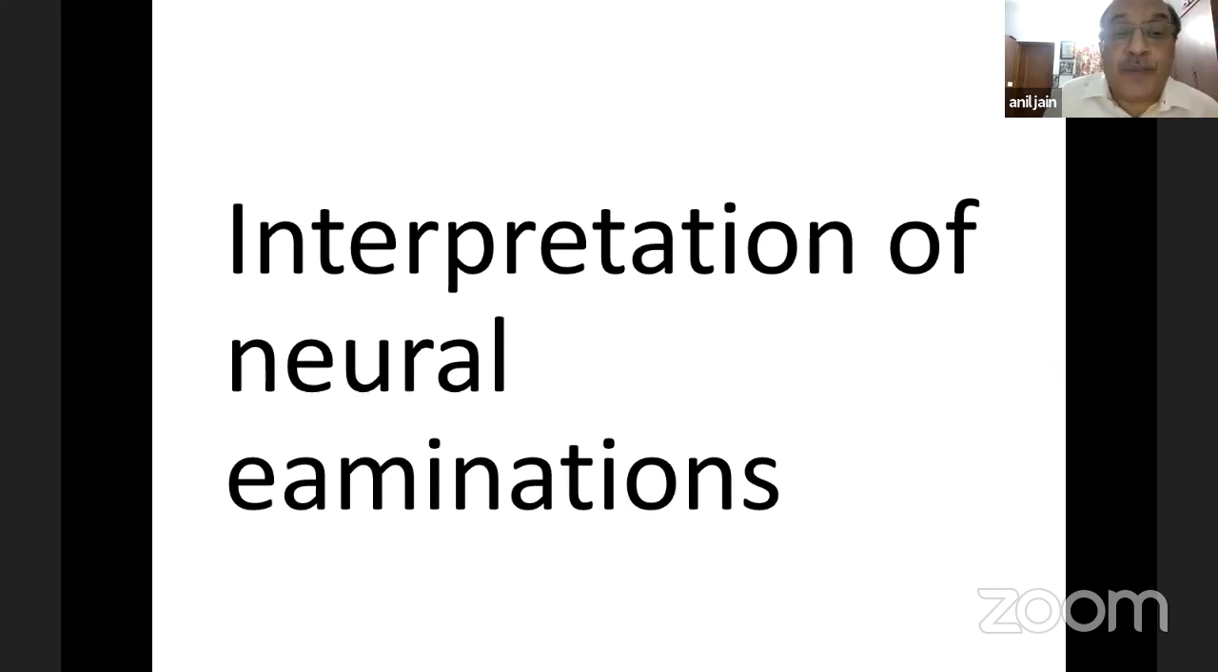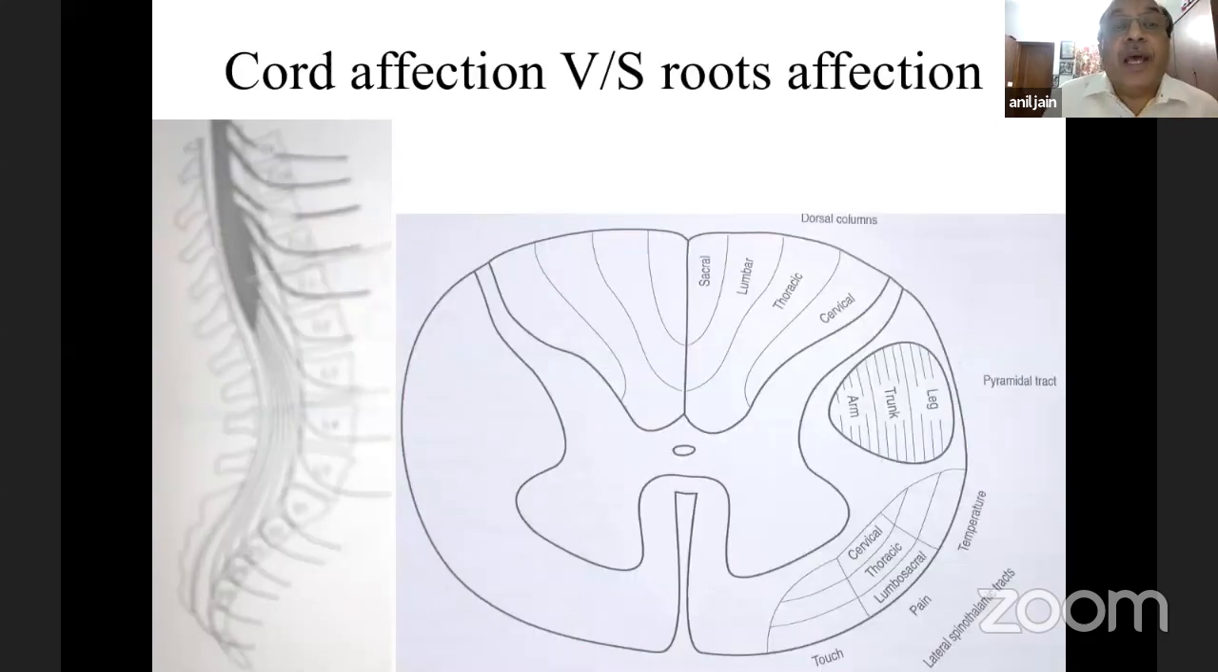Now we want to interpret this neural examination. And how to interpret? We need to know whether the cord is affected, whether the cauda equina is affected, whether the roots are affected, whether the nerves are affected. This is what we need to differentiate.